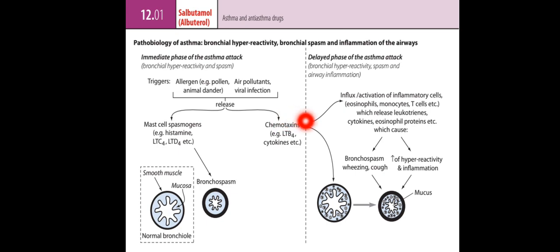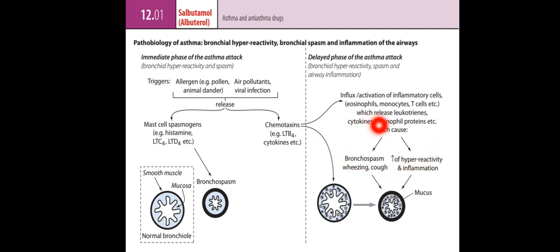But we have these chemotaxins. Examples are cytokines, LTB4. Then you have influx or activation of inflammatory cells, eosinophils, monocytes, T cells, which release leukotrienes, cytokines, eosinophil proteins, etc., which cause bronchial spasms, wheezing, or coughing. So there is increased hyperreactivity and inflammation. So this is what happens when someone is under asthmatic attack.